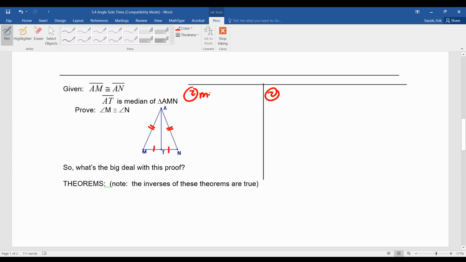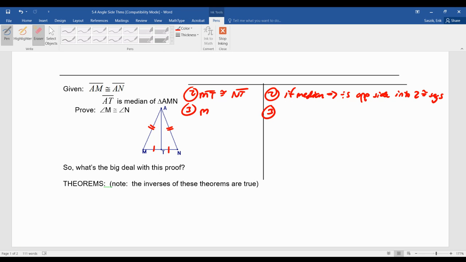we can say that MT is congruent to TN if median then divides opposite side into 2 congruent segments. Now, of course, we have AT congruent to AT. So that's reflexive.